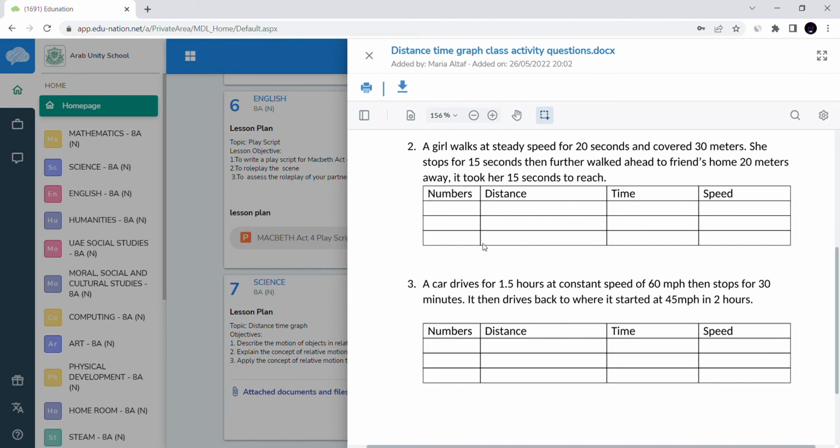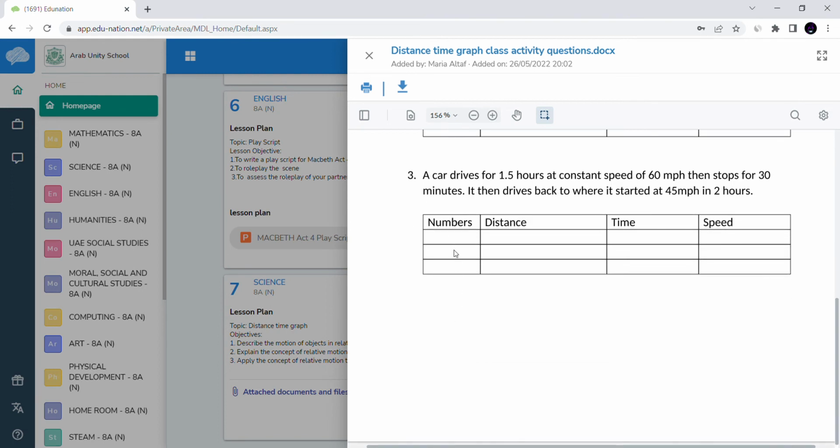In this question 3, a car drives for 1.5 hours at a constant speed of 60 miles per hour, then stops for 30 minutes. It then drives back to where it started at 45 miles per hour in 2 hours. So guys, as I said, numbers 1, 2, 3. On this distance we have to write 60. And for time we have to write over here 1.5 hours.